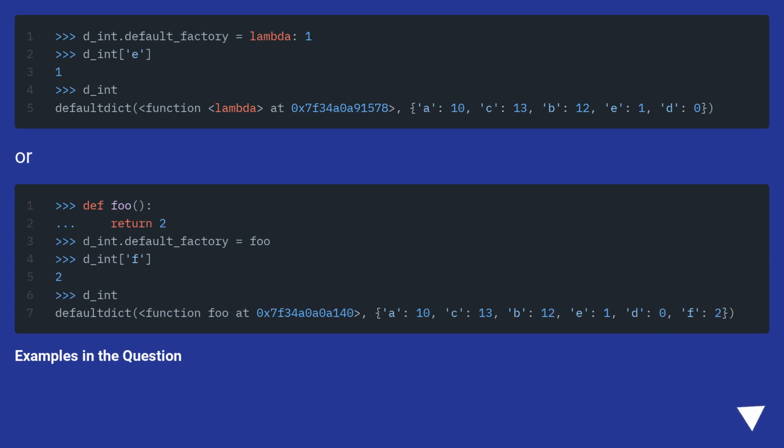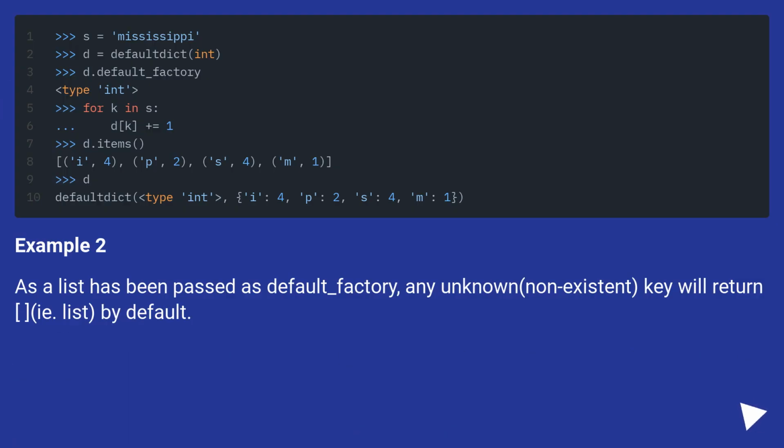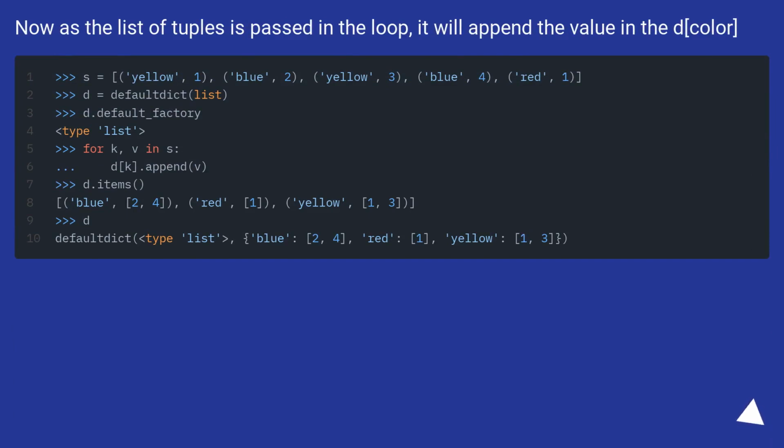Examples in the question. Example 1. As int has been passed as default_factory, any unknown key will return 0 by default. Now as the string is passed in the loop, it will increase the count of those alphabets in d. Example 2. As list has been passed as default_factory, any unknown non-existent key will return an empty list by default. Now as the list of tuples is passed in the loop, it will append the values in the d color.